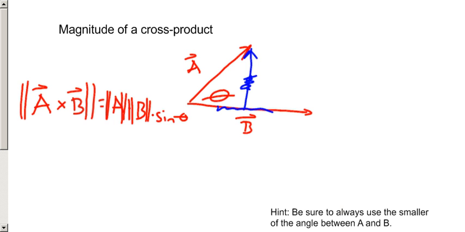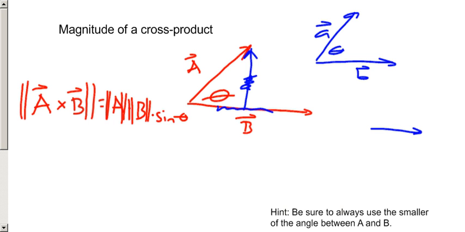And what's critical is that, if we have two vectors, A and B, we're always looking at the acute angle between them, or the smaller angle between them. So if it looked like this, A and B, the angle that we'd use is that angle right there.